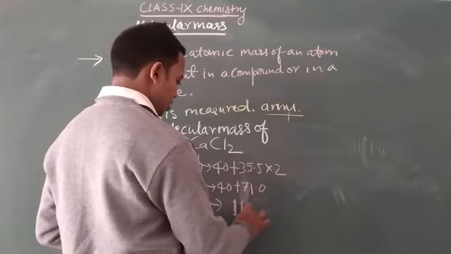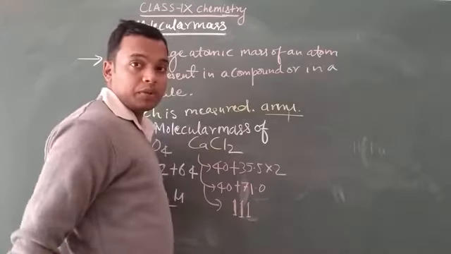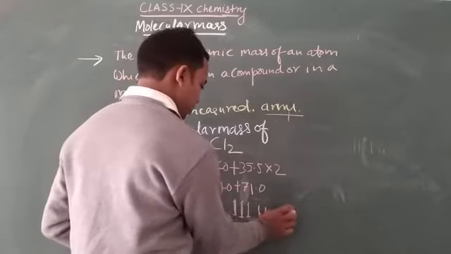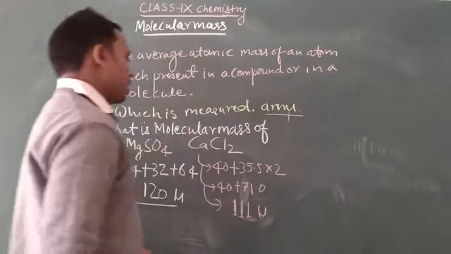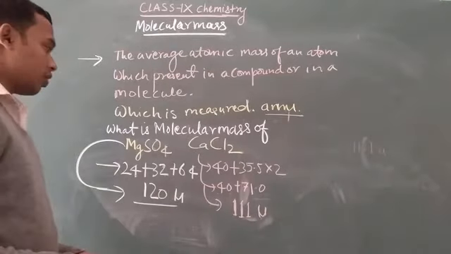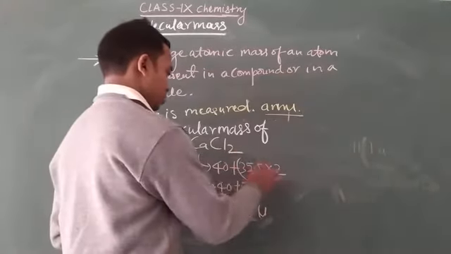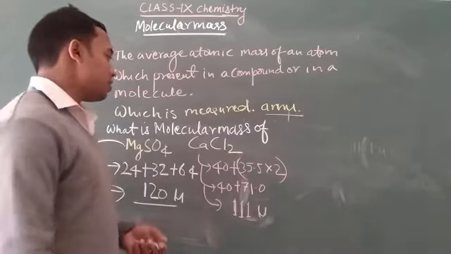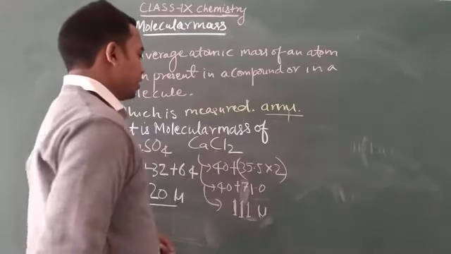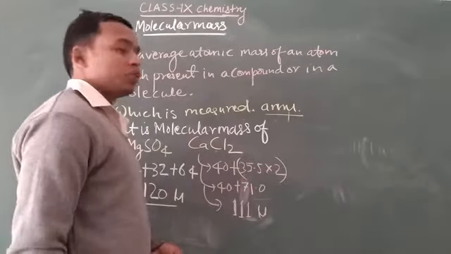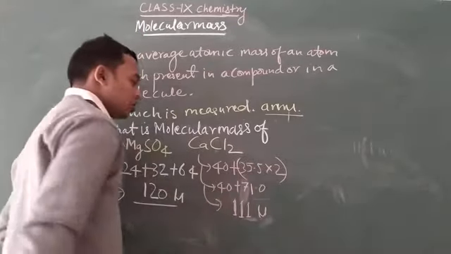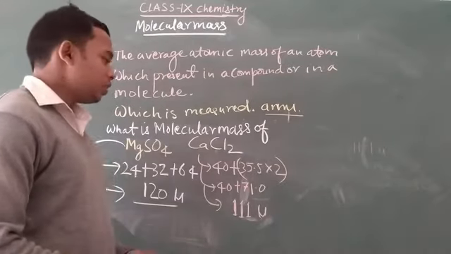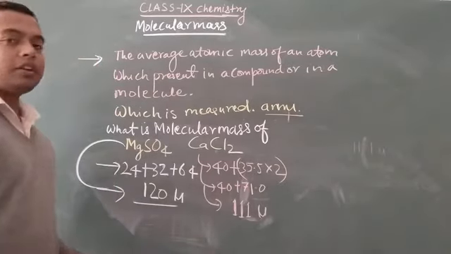And it will be calculated: 1, 4, 7, 11, and unified mass. So calcium chloride molecular mass, here 35.5 is the atomic mass of one chlorine and here there are 2 chlorines, therefore we will do 35.5 into 2 and then after we will take the 111 unified mass of calcium chloride.